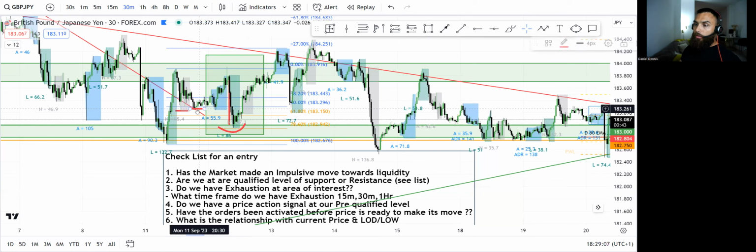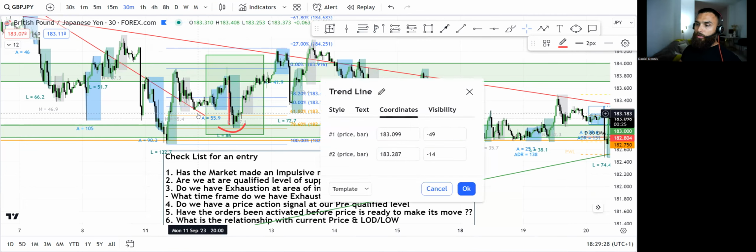So this could be called internal. I wouldn't call that an internal market structure break. I guess it is, but you wouldn't trade from that there to there, to be honest with you. All right, so let's just say it's liquidity.